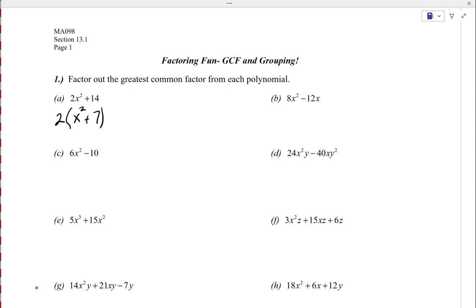Let's look at the next one. We'll talk about this one together. Then I'll let you work on the next two for a minute, and we'll chat about it. Let's look at the next one. In this one, we've got an 8x squared and a 12x.